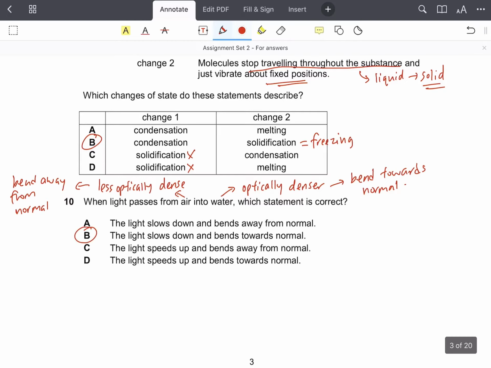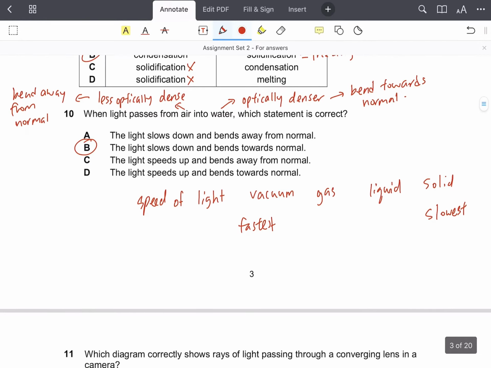Okay, so you must remember the speed of light. Fastest at your vacuum, of course, then gas, liquid, then solid. So solid is the slowest. Then you ask me, light can travel through solid? Can. It can travel through your glass. Okay, so remember.